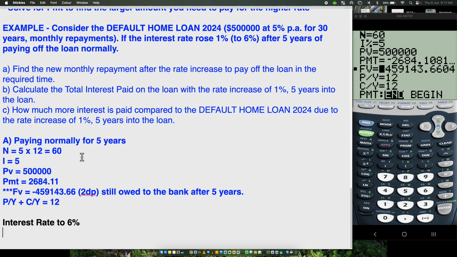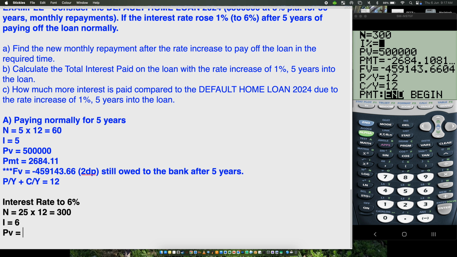So, I've been paying for 5 years already. The home loan was supposed to go for 30 years. So how many years do I have left to pay off? 25. Good. So your N is going to be 25 times by 12, which is 300. You're going to make 300 payments. But if the interest rate went up by 1%, what's the interest rate going to be? 6%.